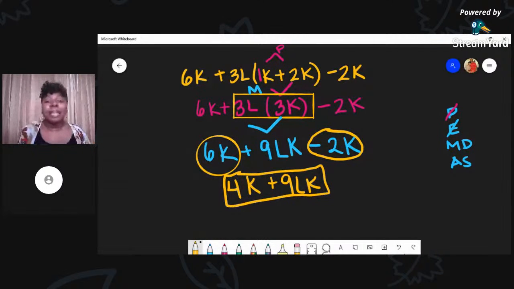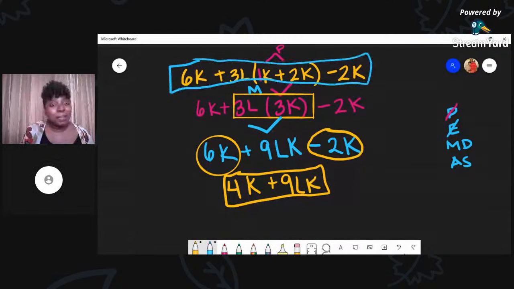Now look how prettier, it's still ugly. It's ugly, but it's prettier than when we started. Look at this mess that we started with, and then we ended up here. So pretty. Neat little bow.